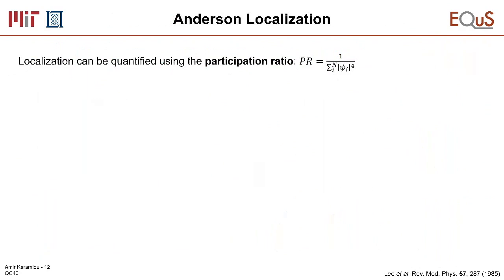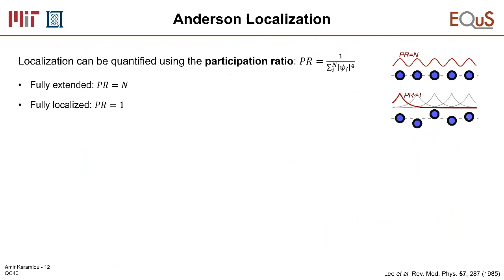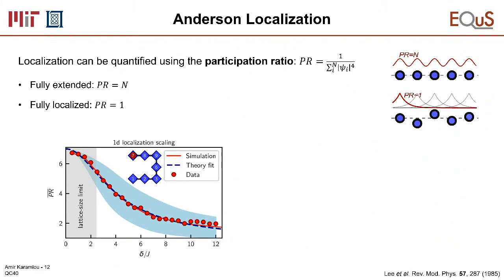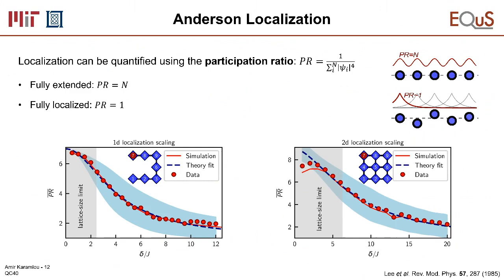We can quantify this phenomenon, which is called Anderson localization, using a participation ratio, which is defined using the following relation. For a fully extended state, the participation ratio will be equal to n, where n is the number of sites in the lattice. And for a fully localized state, the participation ratio will be equal to 1. Now, using our measurement techniques, we can find the average participation ratio over different lattice disorder realizations for every disorder strength in both 1D and 2D. And we see that as the disorder strength increases, in both cases, the participation ratio decreases, which suggests that the system is becoming more and more localized as we increase the disorder strength in the system.